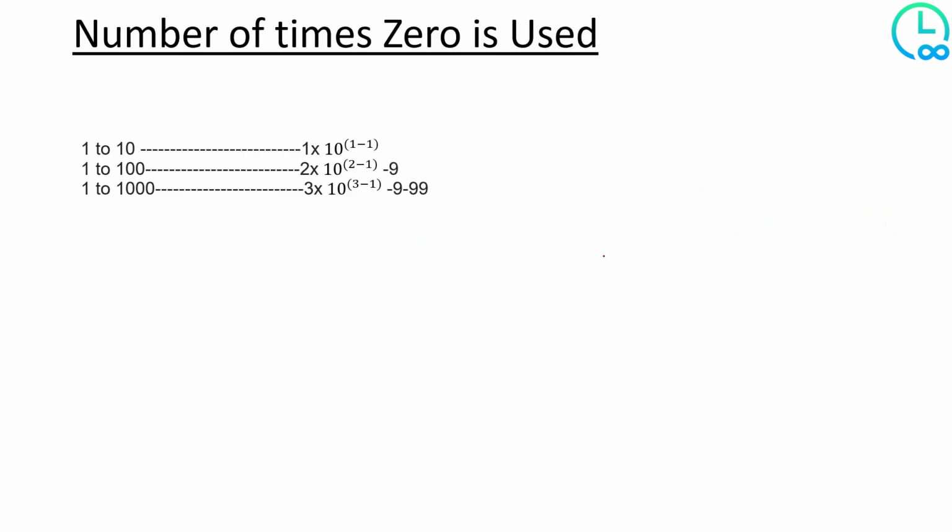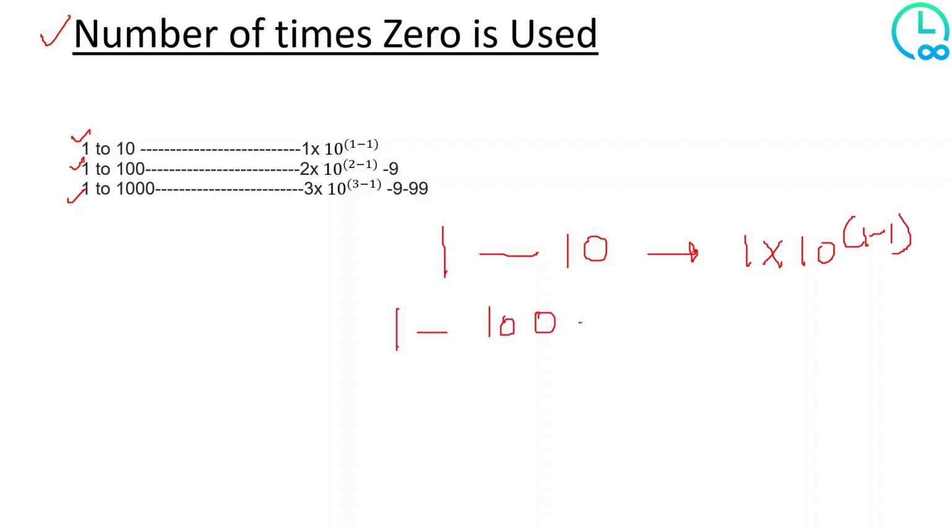So now let's see how to find the number of times 0 is used. Again, I will explain with the help of these things. If you write numbers from 1 to 10, how many times will 0 be used? That is 1. So remember this pattern. If you write numbers from 1 to 100, how many times will 0 be used? Now the number of zeros is 2, so I will write 2 into 10, and this is n minus 1, this is 2 minus 1.